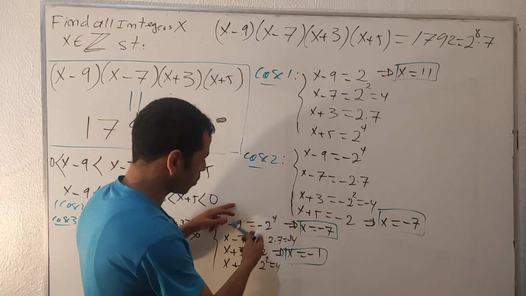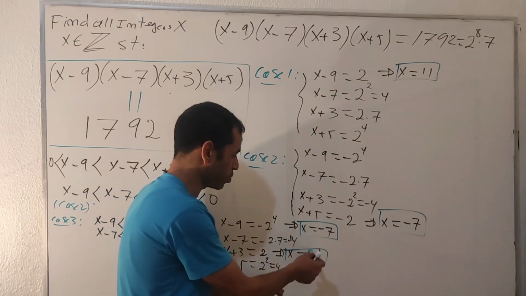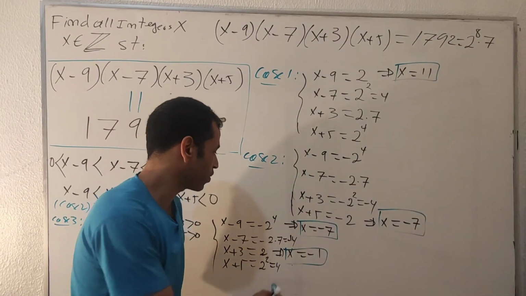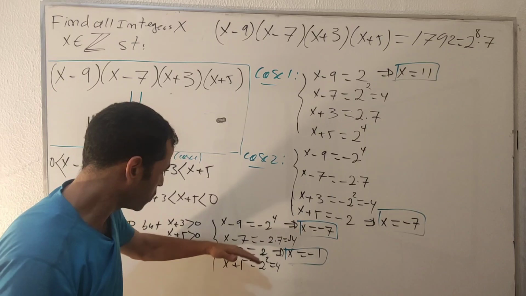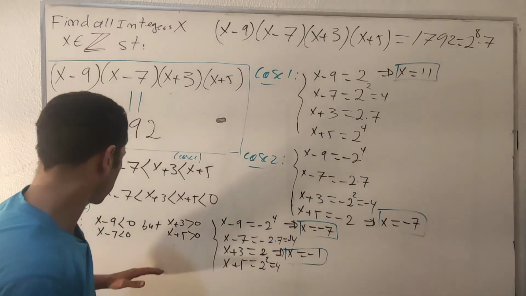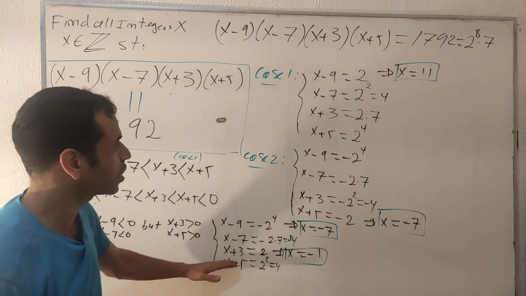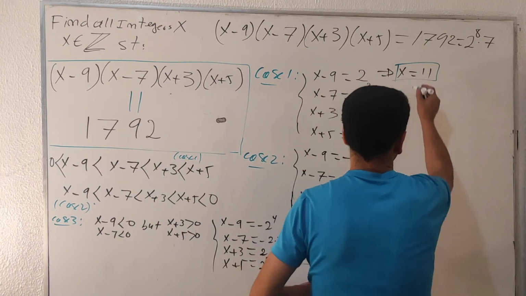So you have the same equation system with two different values, which is impossible, which means case number 3 doesn't work. We have no solutions for case number 3. So I'm taking only these two values.